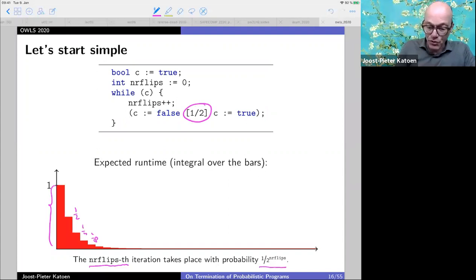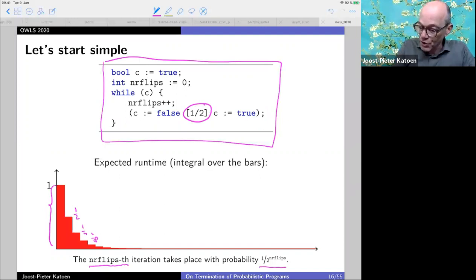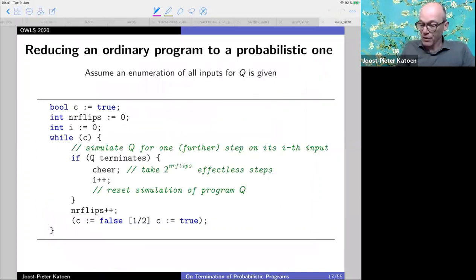So now what I'm going to do is use the same structure as here, and we're going to do that reduction from an ordinary program Q to a probabilistic program P. In order to do that, I'm assuming that the inputs of Q I can enumerate them. So let's say the inputs of Q are things like 0, 1, 2, 3, etc., so that I can enumerate those possible inputs. And now this is the reduction.